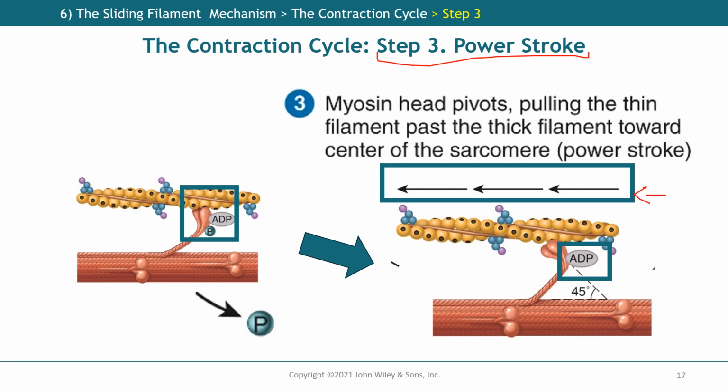So the key thing that you need to remember is the importance of the myosin head to pivot and to pull the thin filament past the thick filament toward the center of the sarcomere, and this is what you call the power stroke. Okay, so let's move to the last step, step number 4.